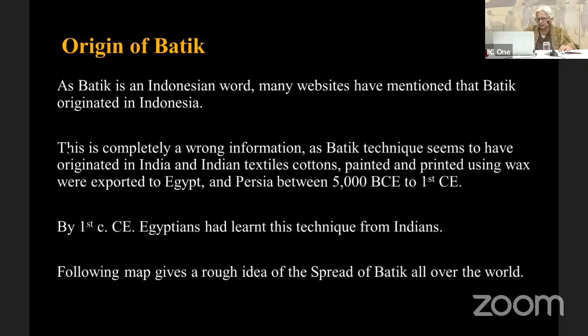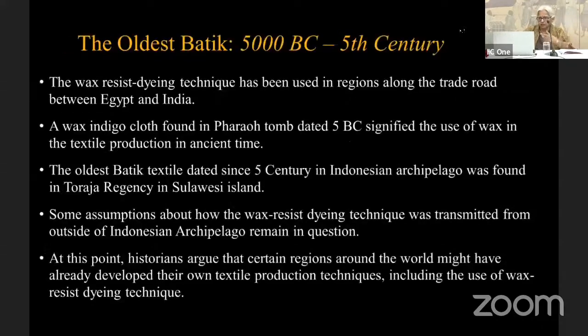In painted and printed textiles, the Indians were using wax to resist the dye, and they were exported to Egypt and Persia between 5000 BCE and 1st BCE. So Indians were already making it and then exporting it. By the 1st century CE, Egyptians had learned this technique from Indians, and the following map gives a rough idea of the spread of batik all over the world. There is a map coming after some slides.